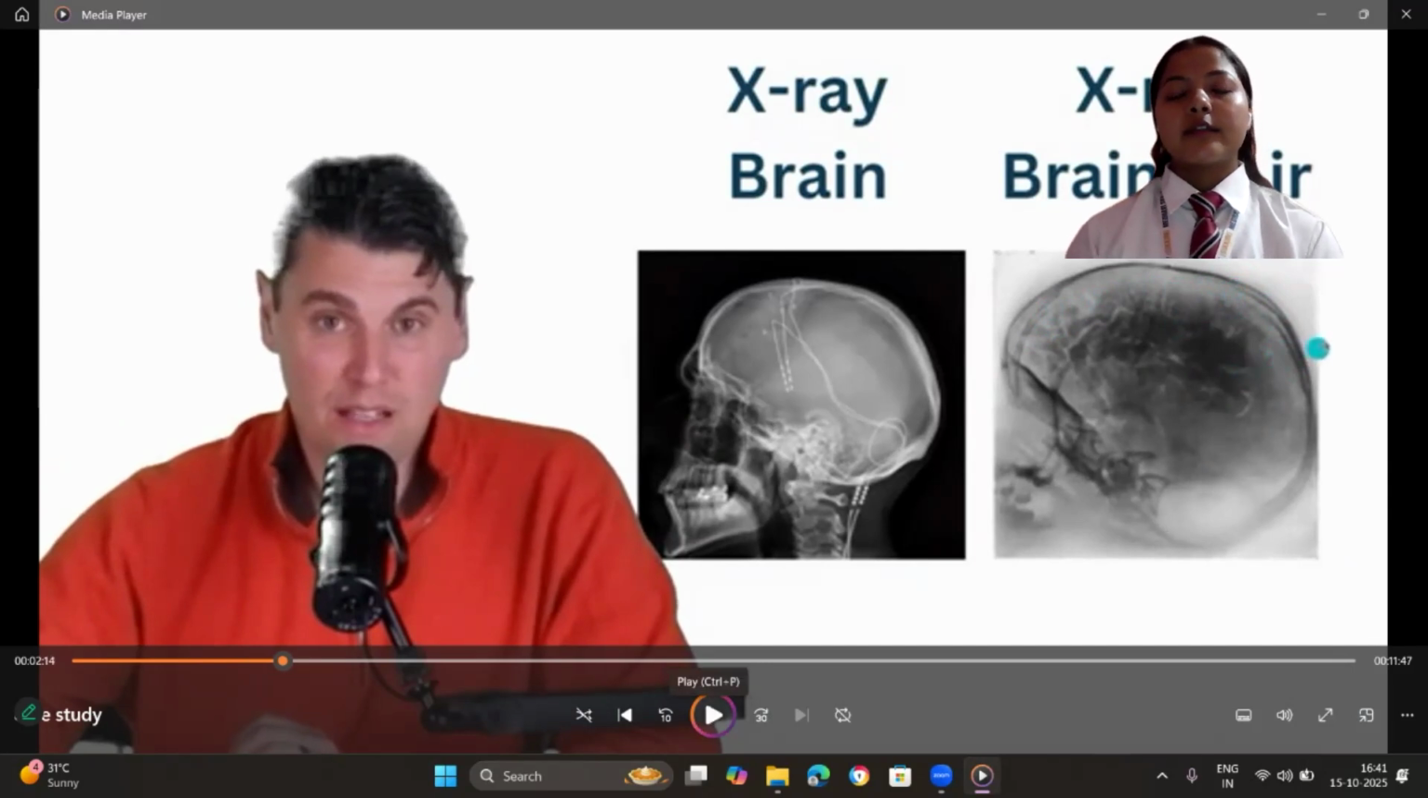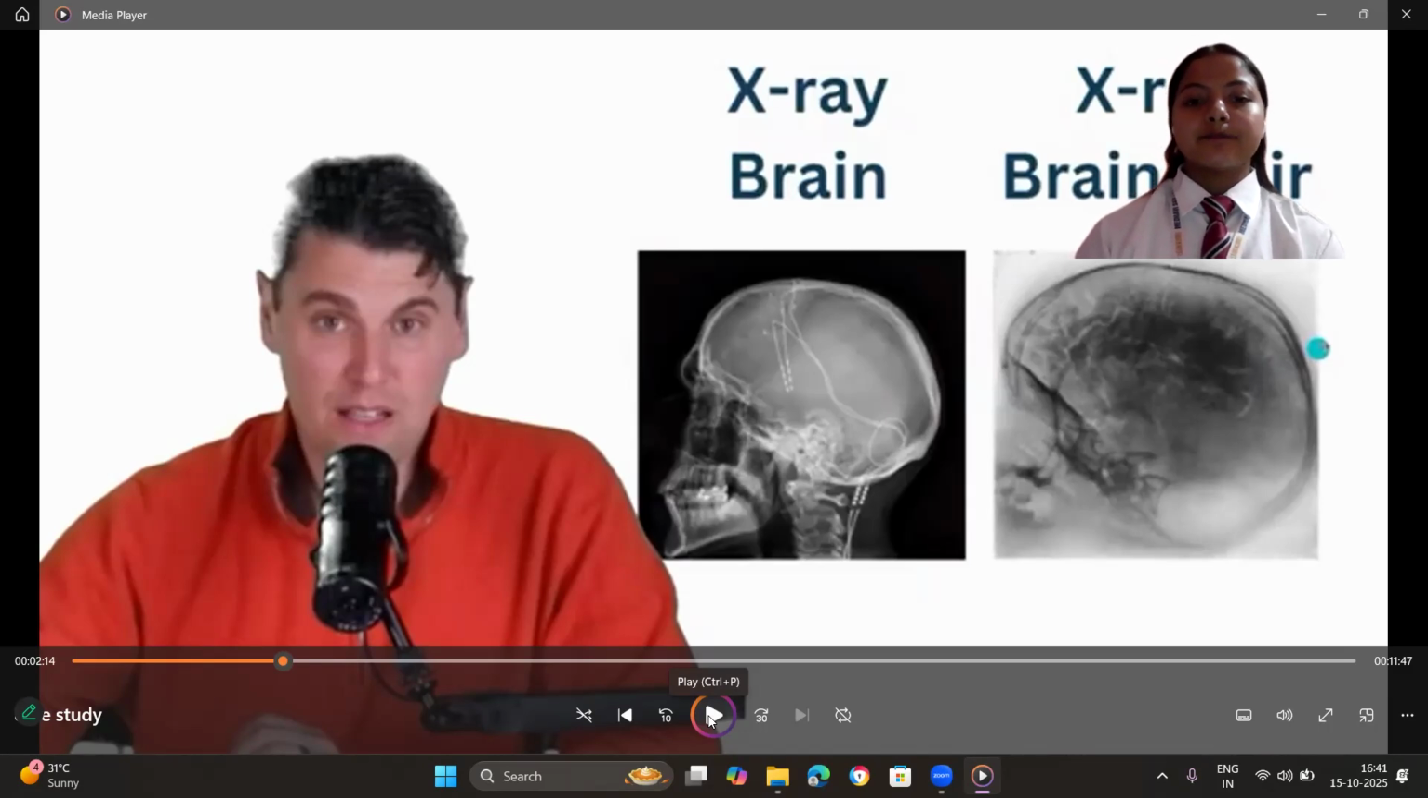So here he compares the two images, an X-ray of the brain and an X-ray of the brain with a negative contrast media. He also talks about lung infections, lung pathologies, and conditions that are very rare and very life-threatening. So he talks about how contrast agents are substances used in medical imaging to enhance the visibility of the internal organs, blood vessels, and tissues.